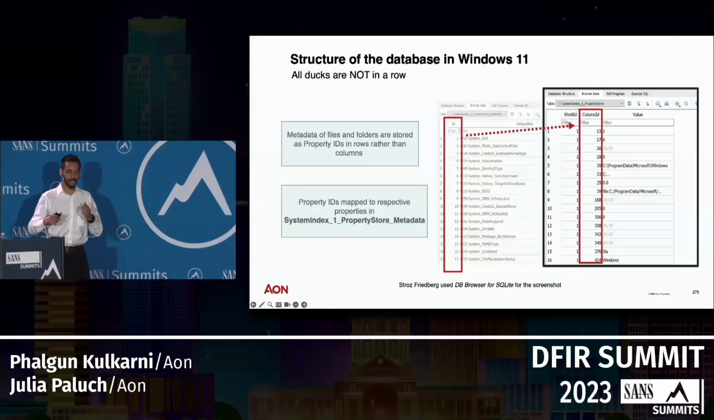So let's say, for example, in the property store row 1 of the column ID column, we have value 13, which when mapped to the property store metadata table tells us that the value 13 represents system is folder, and thus we know the record with work ID 1 is a folder. And similarly, we can map all the values in the column ID to respective properties in the property store metadata table.